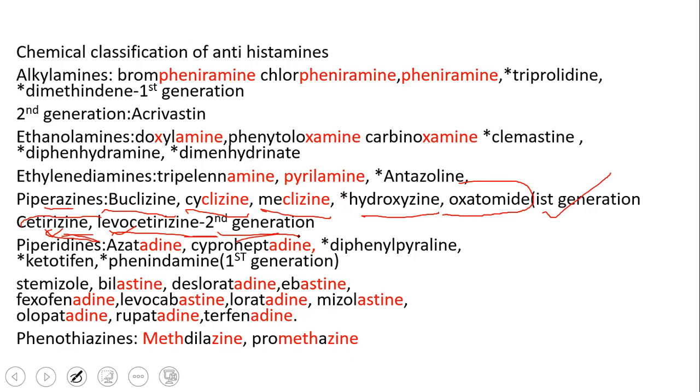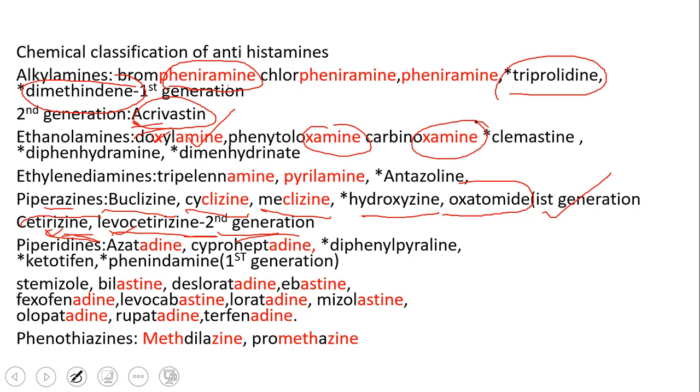Others are alkylamines. Alkylamines have the word "pheniramine" at the end. The exception is triprolidine. Then dimethindene. The only second generation alkylamine is acrivastine. Then ethanolamines, having an "-amine" ending: doxylamine, phenyltoloxamine, carbinoxamine, clemastine, diphenhydramine, dimenhydrinate. Diphenhydramine and dimenhydrinate belong to ethanolamines.